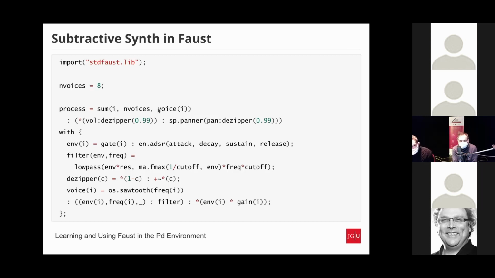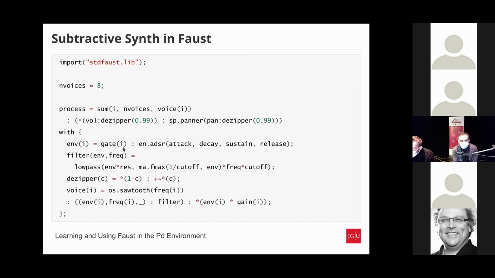And the thing that I'm summing here is just voice I. So voice I is defined down here. Each voice is just a sawtooth at a given frequency with a given envelope, here with a given gain, that's basically the velocity of the note. And I also have the filter here. Of course, the sawtooth first goes through a filter, and that filter has a frequency which is also controlled by the envelope. The envelope is up here. That's just Jan's basic ADSR envelope, which is controlled by the gate signal of the voice number I.